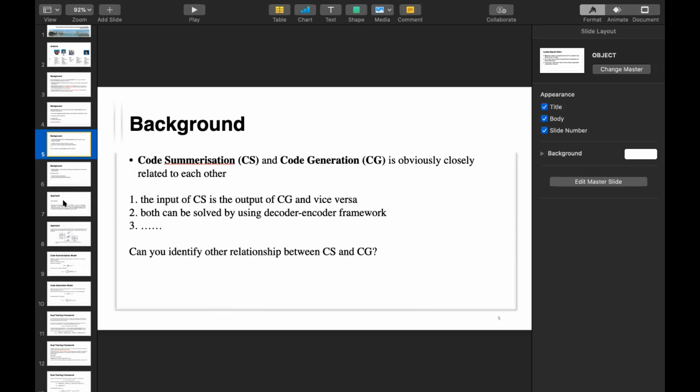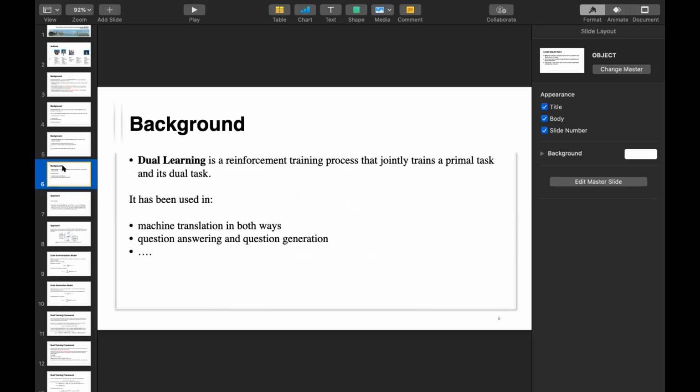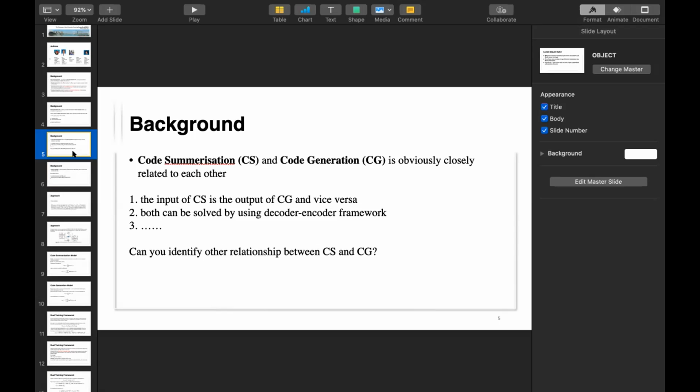Here, code summarization and code generation are obviously closely related to each other, because the input of CS is the output of CG and vice versa. Moreover, both can be solved by using an encoder-decoder framework, and some other points. Okay, I put a question here. Can someone identify other relationships between CS and CG?